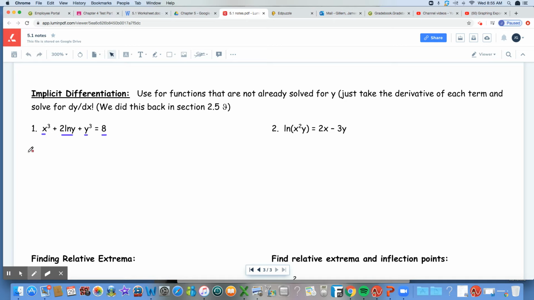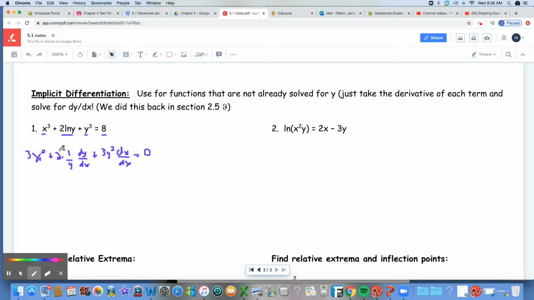So x cubed is just obviously 3x squared. 2 natural log of y is 2 times natural log, the derivative of y is 1 over y. But since I'm doing y, I have to do dy dx, plus the derivative of y cubed is 3y squared. But since it's a y, I have to do dy dx, equals the derivative of 8, which is just 0.